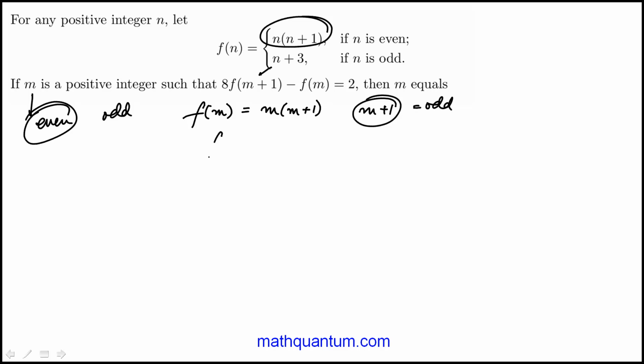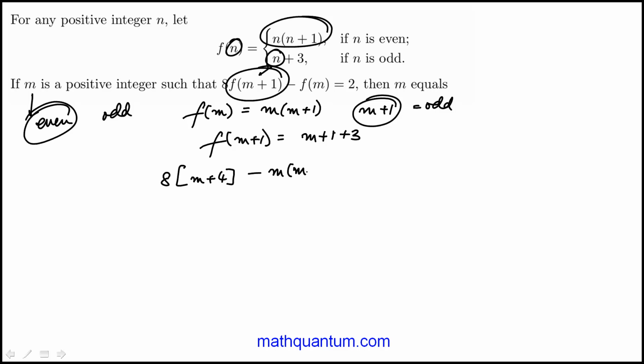So in that case, f of m plus 1 would be m plus 1 plus 3, because remember the input is n here. So if we apply that condition, 8 times m plus 4 minus m times m plus 1 equal to 2. And I'll distribute that. Equal to 2. That becomes plus 7m.